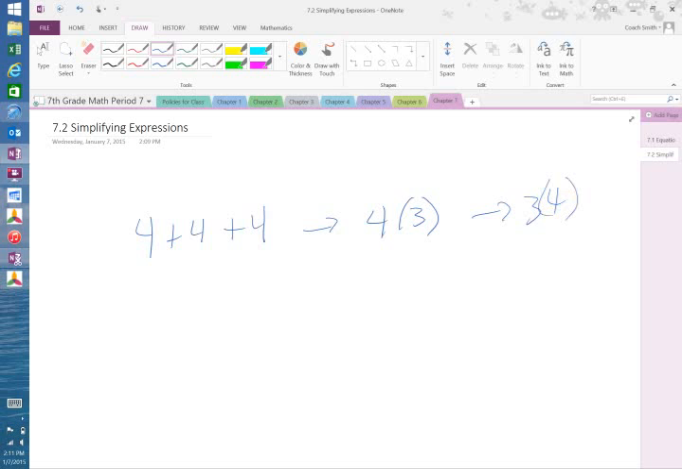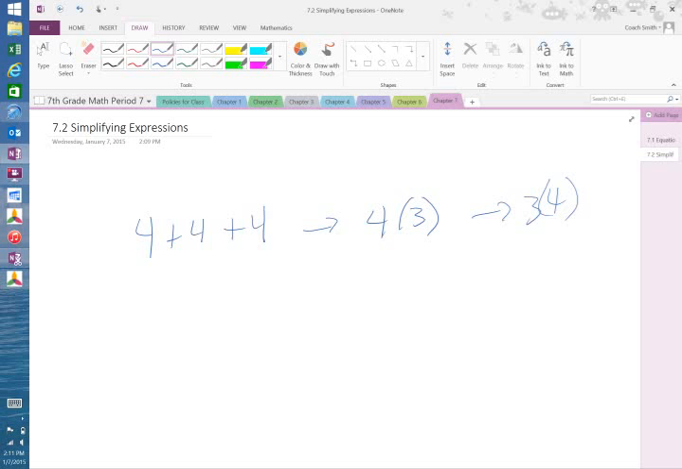We can write it as 3 times 4 or 4 times 3 because of the commutative property of multiplication. Remember, the commutative property of multiplication said I can take the two numbers and flip them when you're multiplying and you're going to get the same answer. Okay, so that is one way that we can rewrite 4 plus 4 plus 4, and it would be a way that we could simplify the expression.